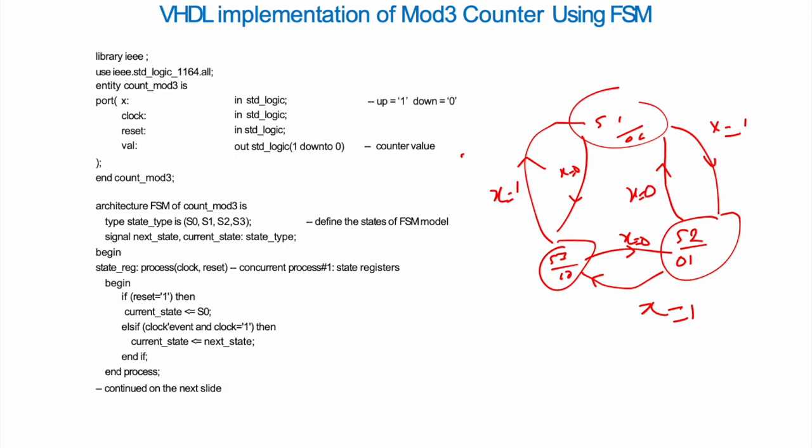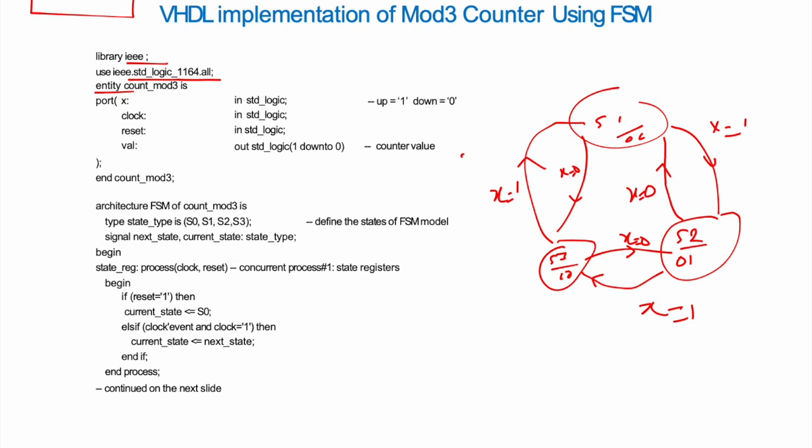So let's see how we implement it in VHDL. Import our library. So now we're going back to writing the full code. So we import our IEEE library, and from there we can use the IEEE standard logic 1164, which gives us access to all the logic gates. Then we've got our entity name, right? So the entity name is modulus 3, count mod 3, yeah, that's the entity.